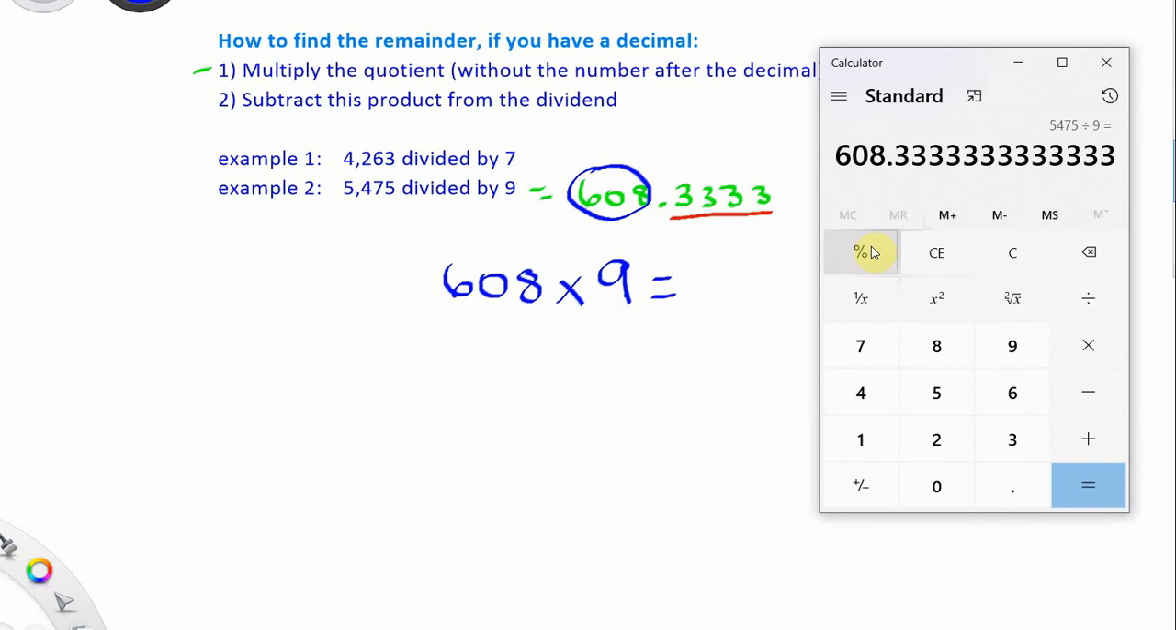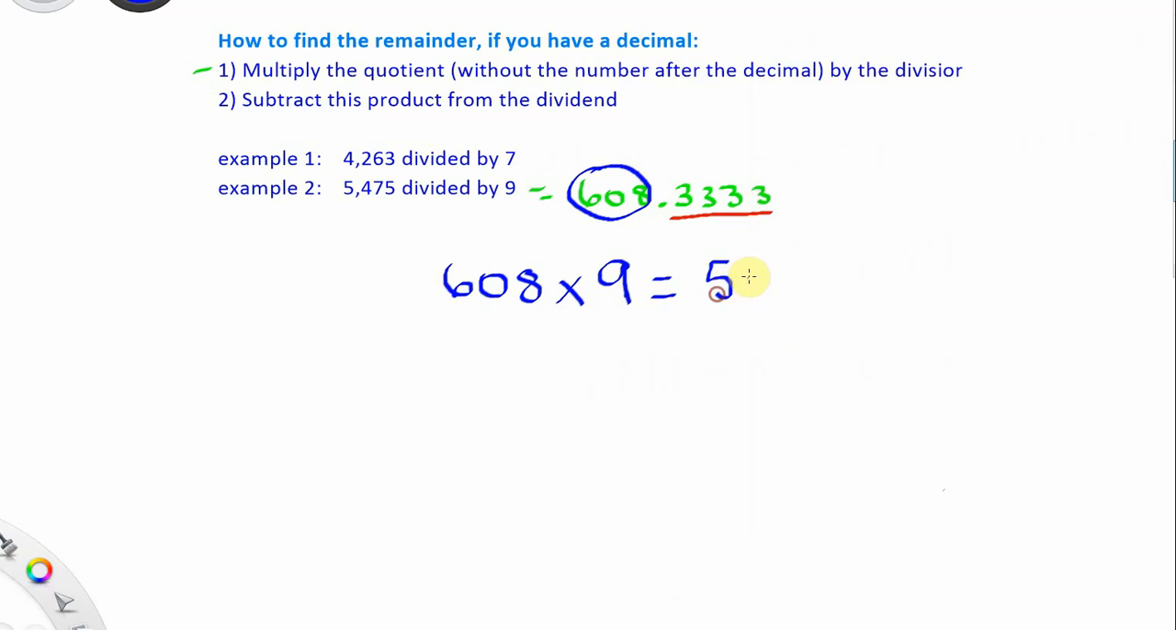So let's see what that equals. I'll go back to my calculator here, and I'll clear it. So if I do 608, and I multiply 608 by 9, that equals 5,472. All right, so that's the first step. Multiply the quotient without the number after the decimal by the divisor. And then it says to subtract this product.